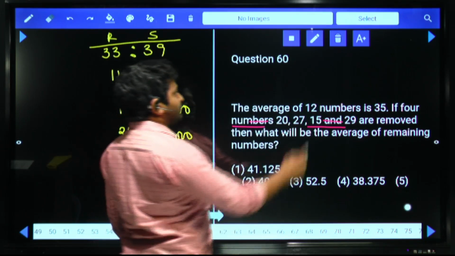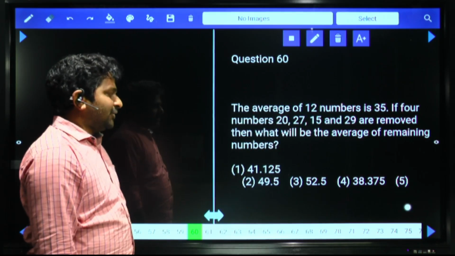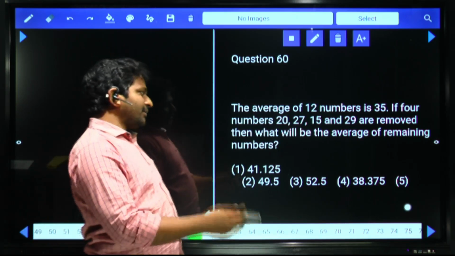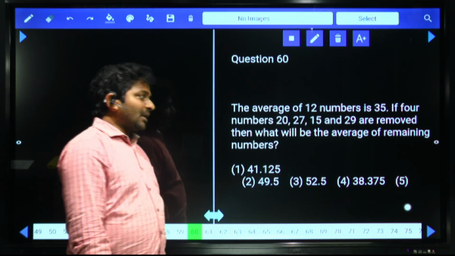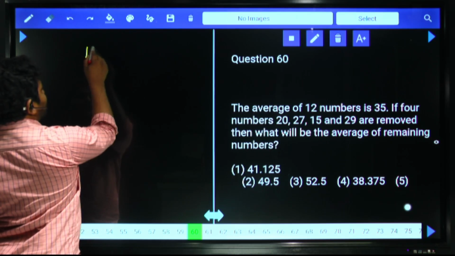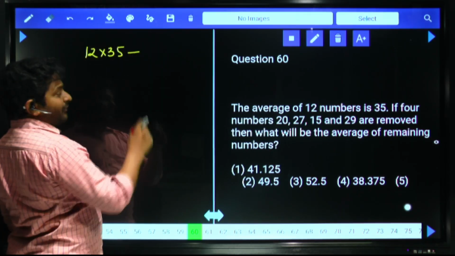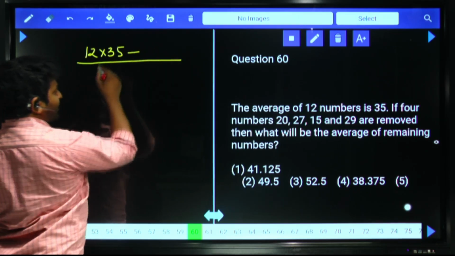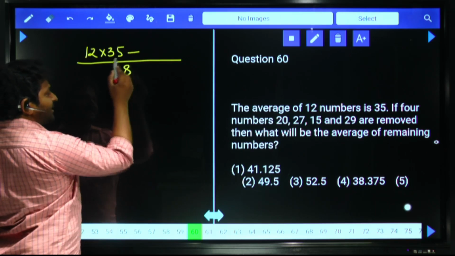Next, the average of 12 numbers is 35. If 4 numbers 20, 27, 15, 29 are removed, then what will be the average of the remaining numbers? Now, one concept is usual way. Sum of 12 numbers is 12 into 35. From this, we are subtracting 4 numbers. When you subtract 4 numbers sum from 12 numbers, you'll have 8 numbers sum. Now, to calculate average, that will be divided by 8.